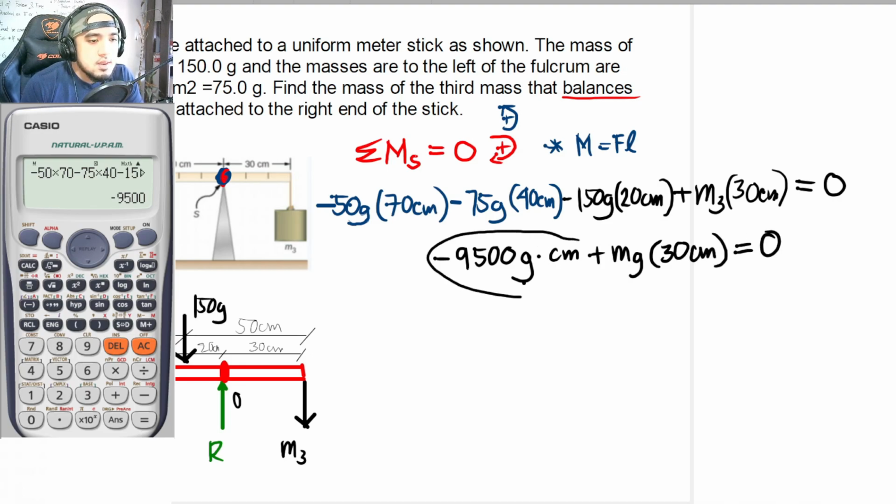So transposing this to the other side, M3. This should be M3, I'm sorry. So M3 grams.